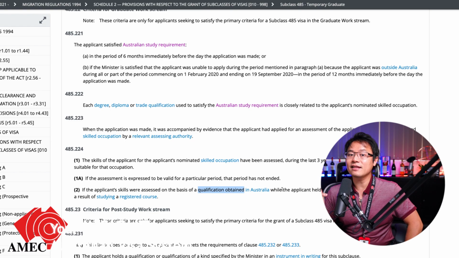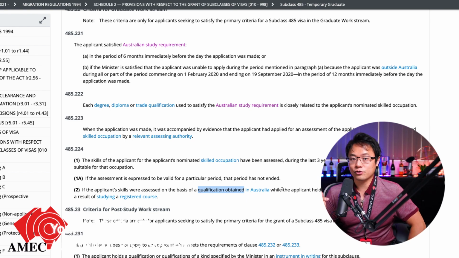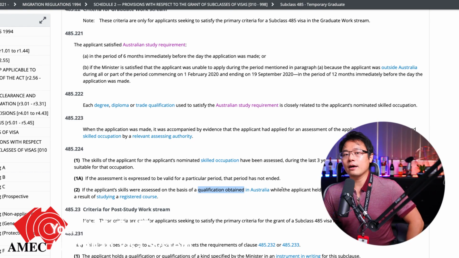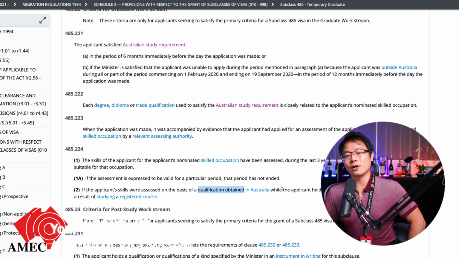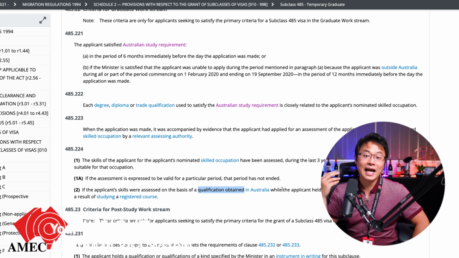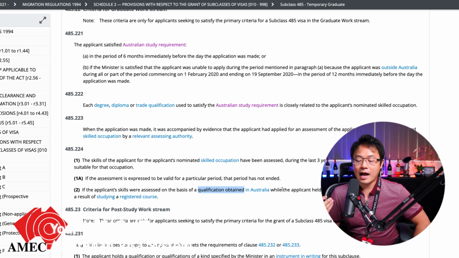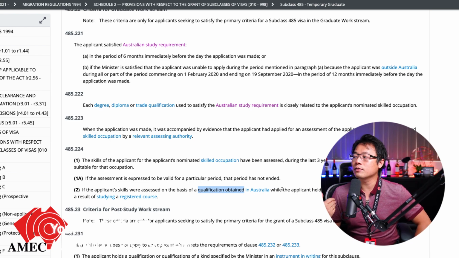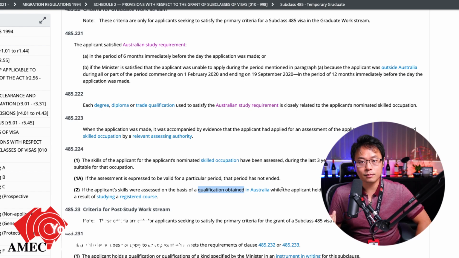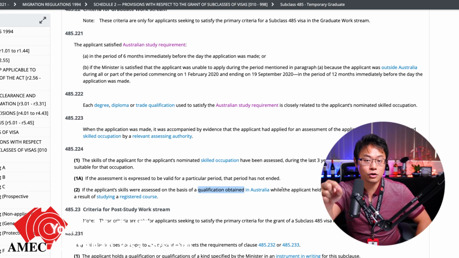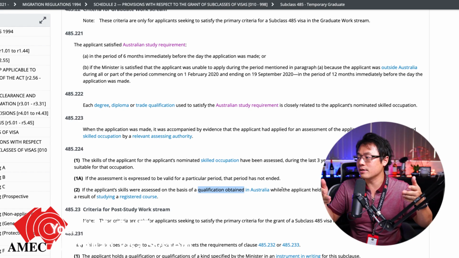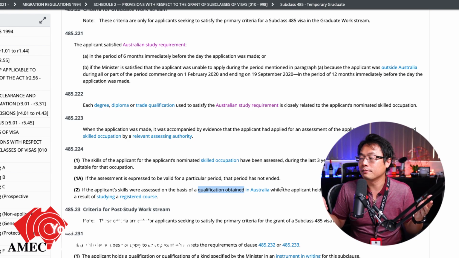your study 10 years ago in Australia, then you went outside of Australia and worked, and you came back and studied IT, for example, and you graduated, and then you submit a skill assessment for your engineer occupation. Now, in this case, that will meet the requirement. You see what I mean?